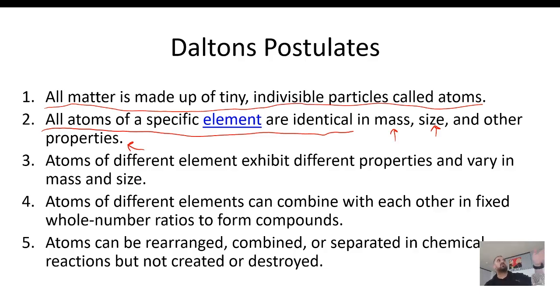So as we move to the right and down on the periodic table, elements are getting larger. So they are different in size and they do exhibit different properties. So this one is still true.